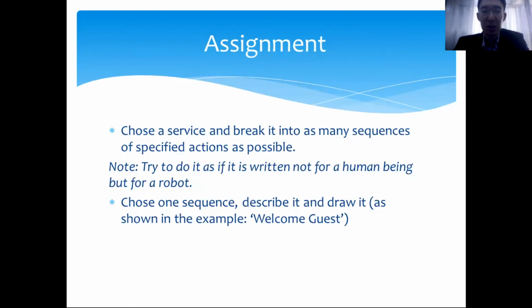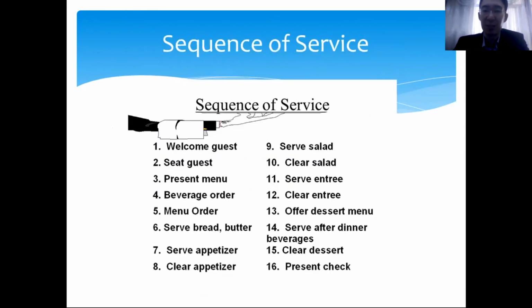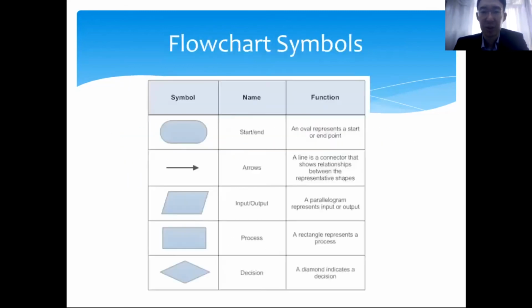So the assignment is the same. We have two assignments. The first one is to choose a service and break it into as many sequences of specific actions as possible. So basically you can choose any service and break it into sequences from the beginning. As we showed in the case of the restaurant, we have welcome guest, and at the end we have present check, and in between we have basically 14 different sequences, different actions that should be covered. So this is the first assignment.